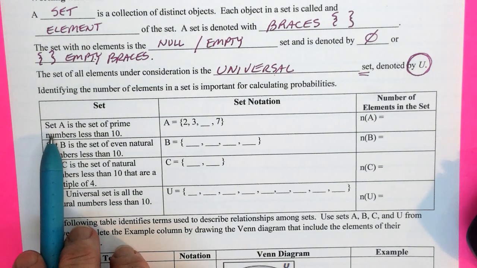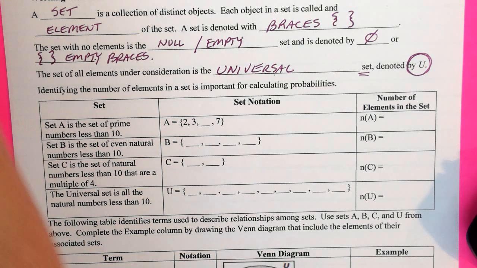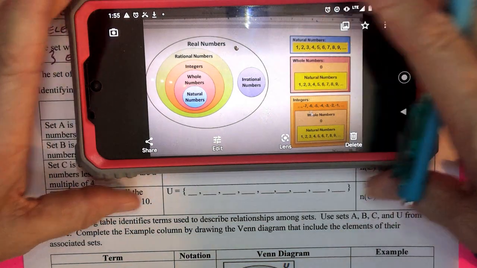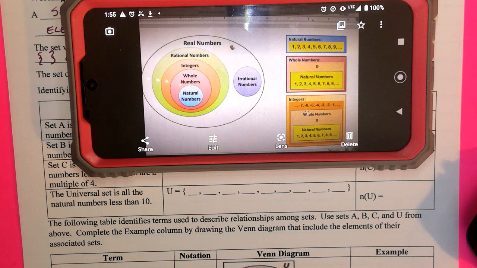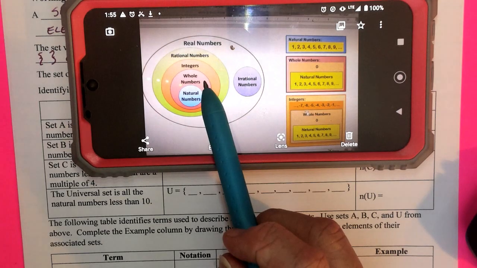So here, if we were going to say set A is prime numbers less than 10, we might need to go back and look at some vocabulary. Remember, a prime number is a whole number, it's greater than 1, and the only factors of a prime number are itself and 1. But now I just mentioned whole number. I want you to see this graphic. This is on your resource page.